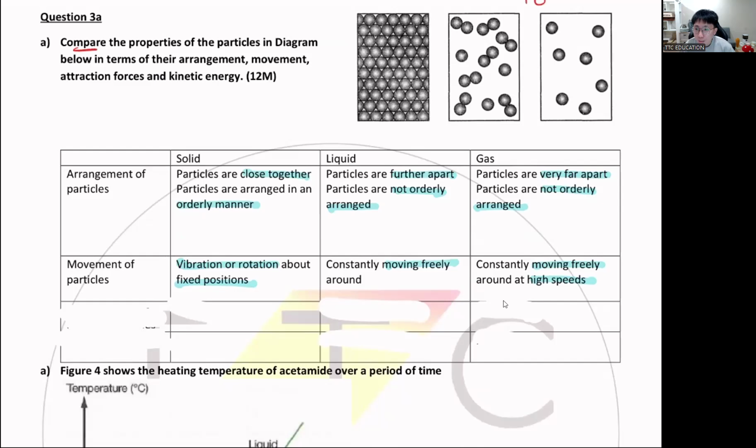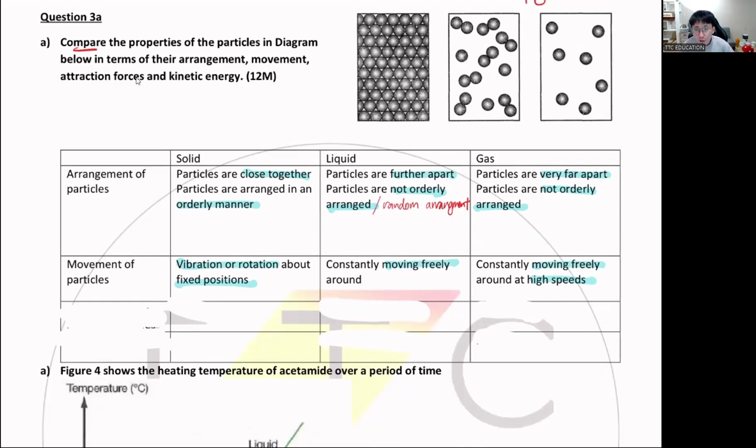Do we have to include random movement for liquid and gas? Random? Okay, the word random is basically replaced by the not orderly arranged here. If you use random arrangement, then it's fine. No need to go with not orderly. So this is an option. You can say random arrangement. Particles are in random arrangement. Optional.